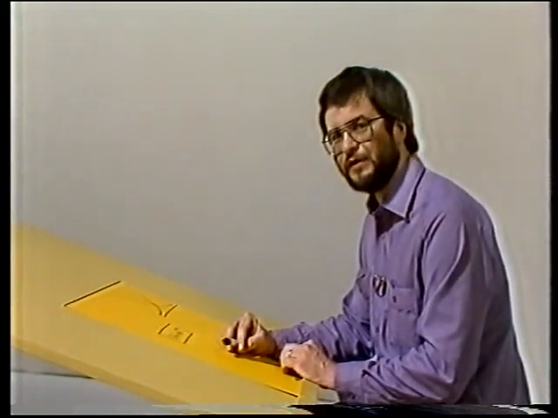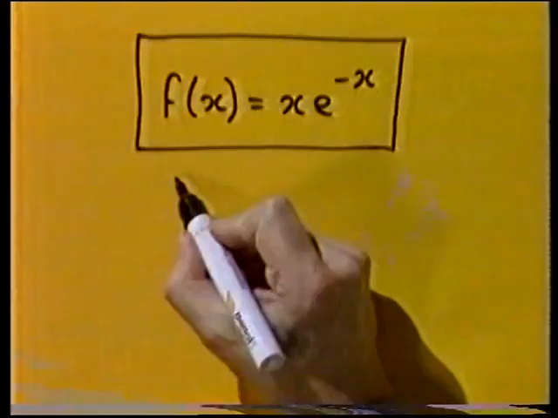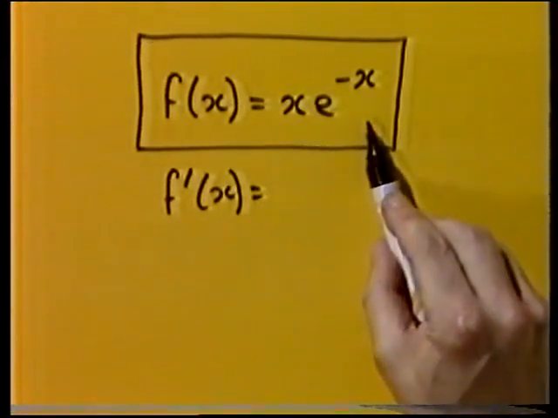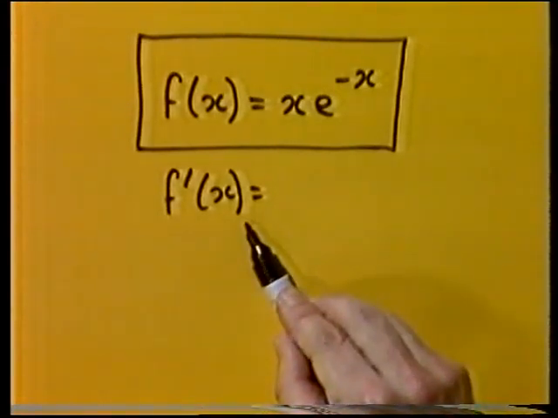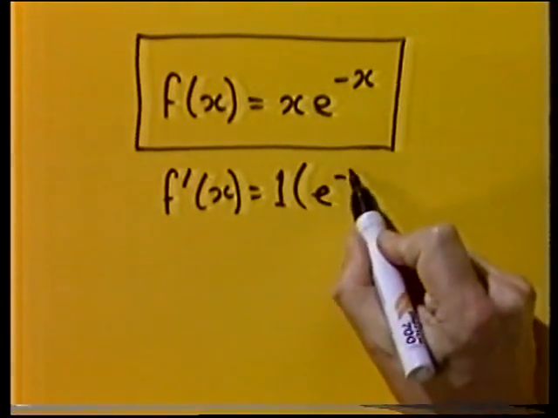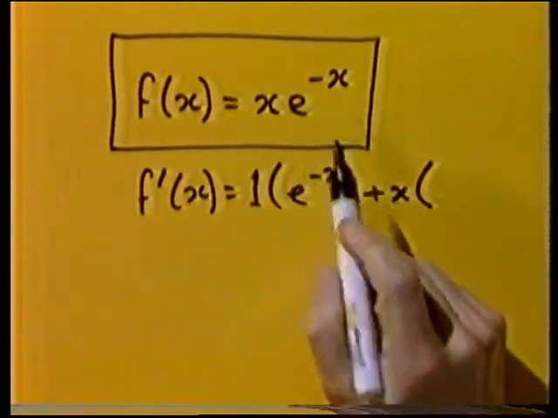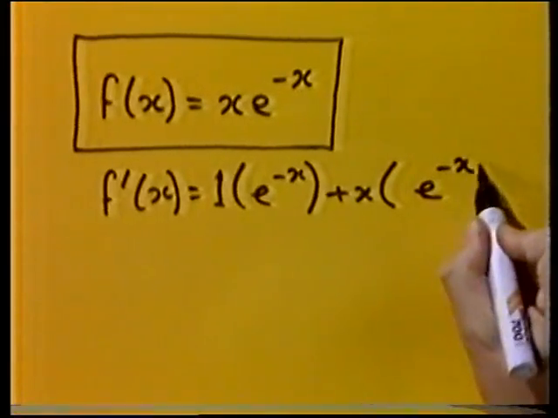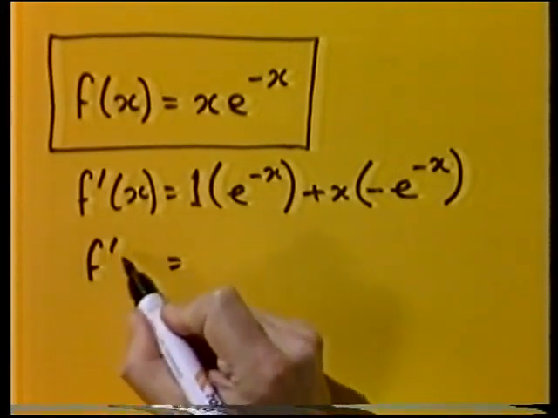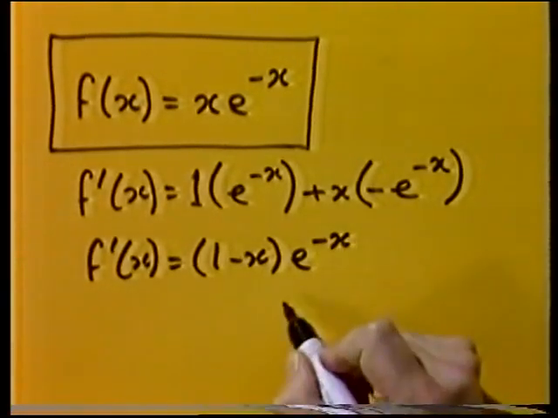Well, that's all I can find out about f of x directly, so now we'll use some calculus. First, let's get f prime of x. x e to the minus x is a product, so f prime of x is the derivative of x, that's 1, times e to the minus x, plus x times the derivative of e to the minus x, which is e to the minus x times minus 1. And tidying that up, I have f prime of x equals (1 minus x) e to the minus x.